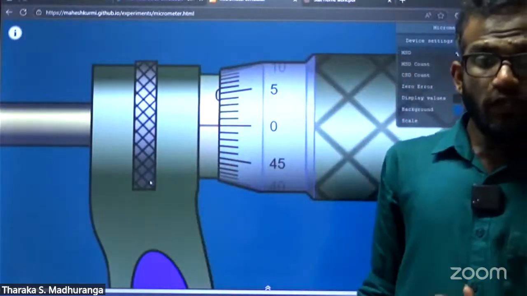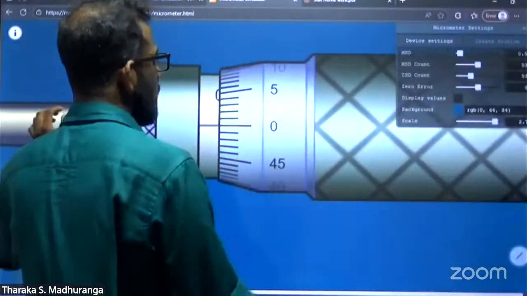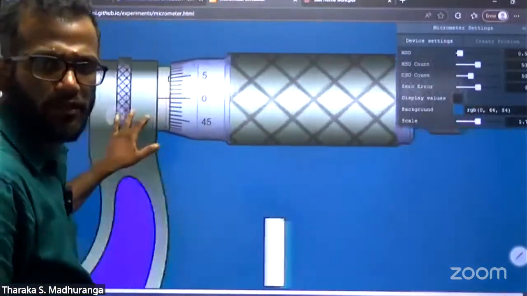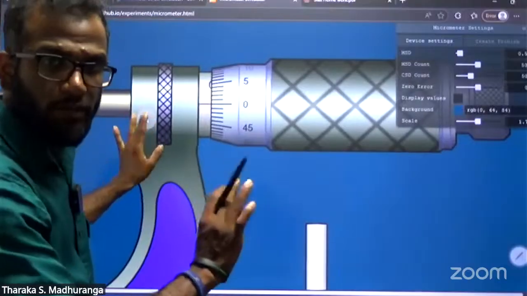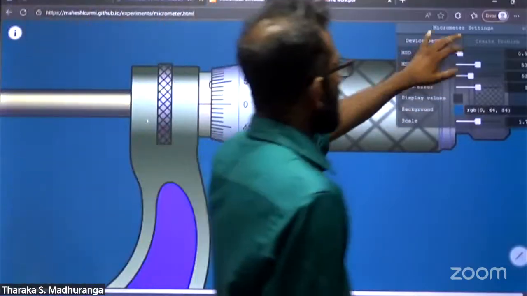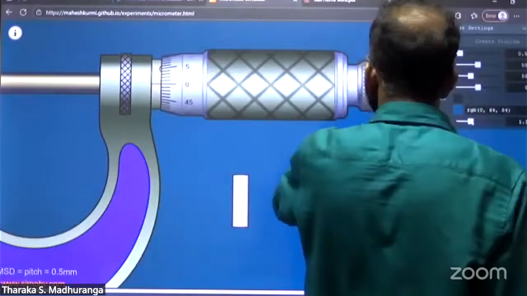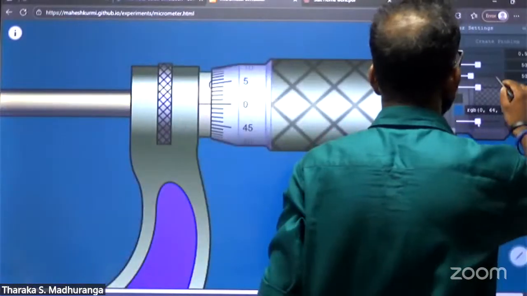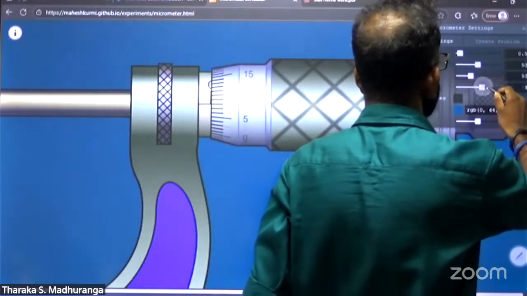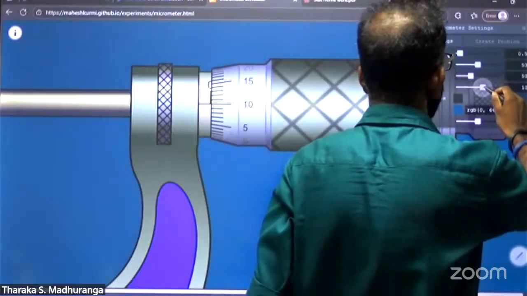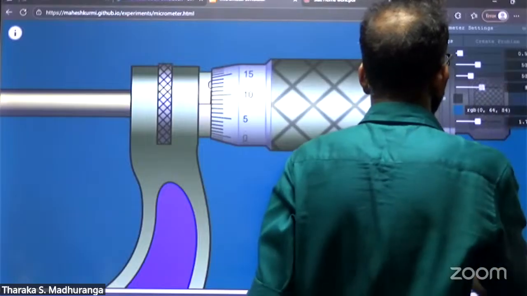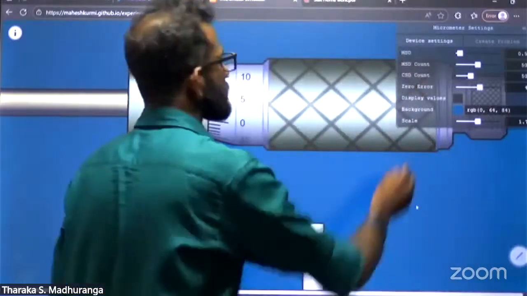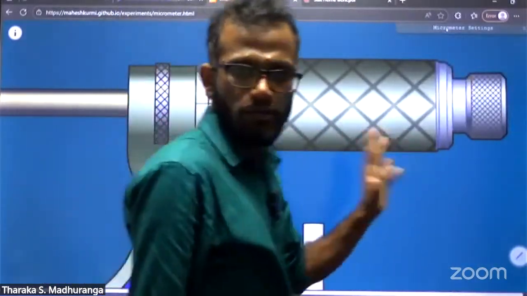This is the final part of the micrometer screw gauge. These ten minutes are very important. Try to focus very well. Now see this.